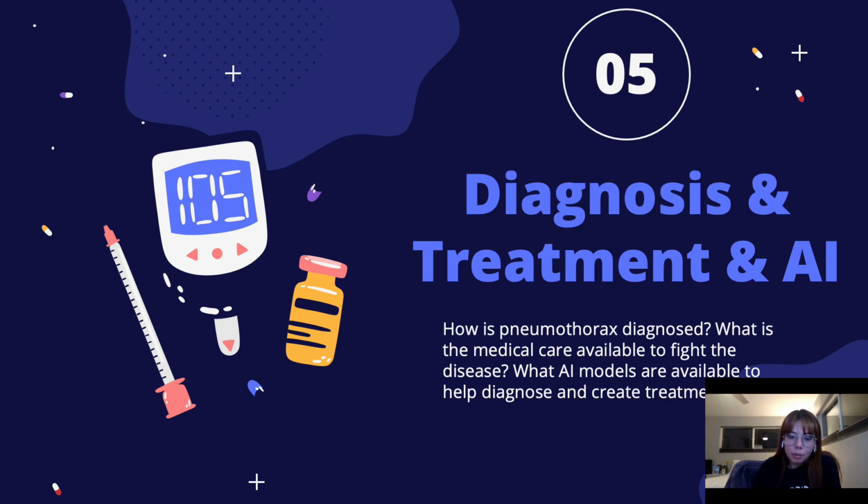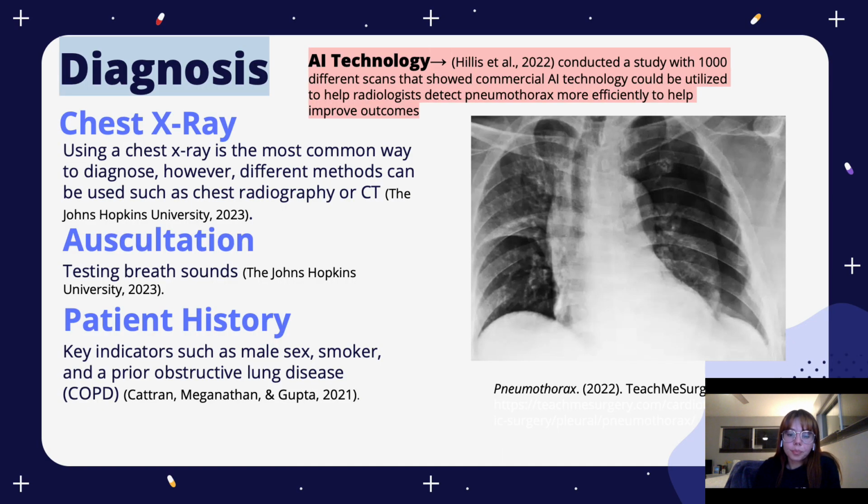Diagnosis and treatment. So for diagnosis, it's going to be a chest x-ray. And then, like I mentioned just a second ago, auscultation is just testing the breathing sounds. That's probably going to be the first step, along with patient history, right? And then a chest x-ray would be next. And this is one where you can actually see a collapsed lung, so how it looks is a little bit different.